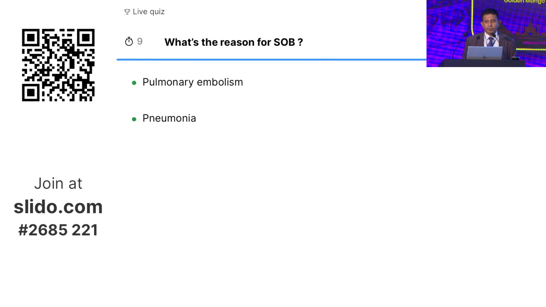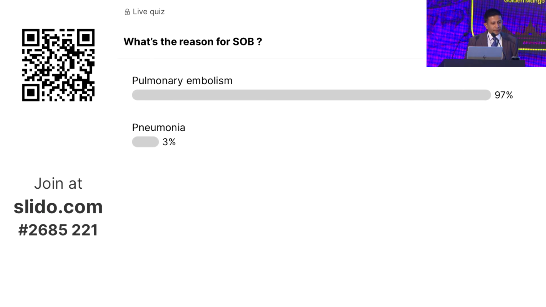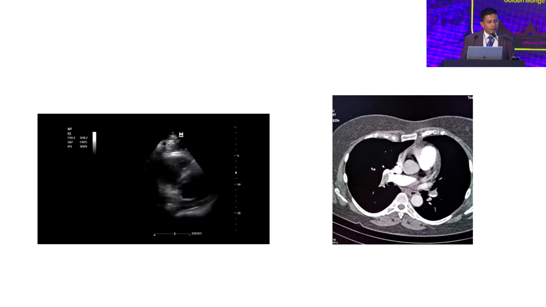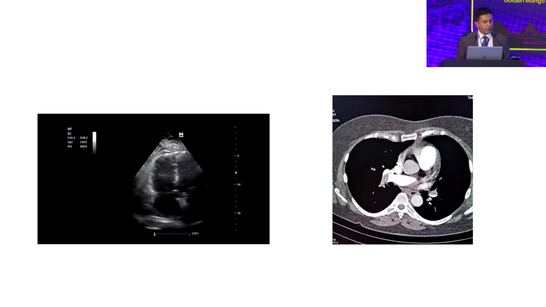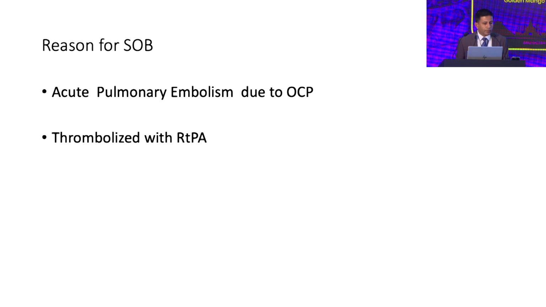Pulmonary embolism or pneumonia? Yeah, it's pulmonary embolism, isn't it? So this is the echo to show a dilated right ventricle and hyperkinetic apex, and you can see the thrombus in the pulmonary trunk in CTPA. The reason was acute pulmonary embolism due to OCP, and she was thrombolysed.